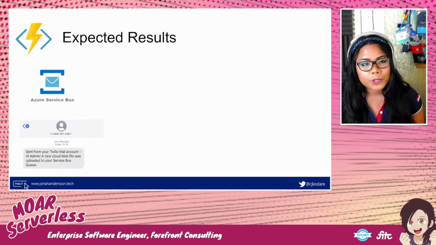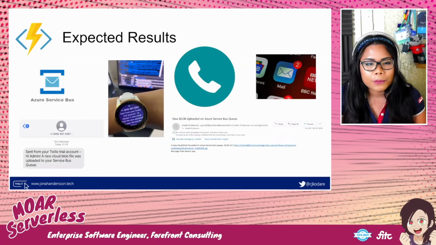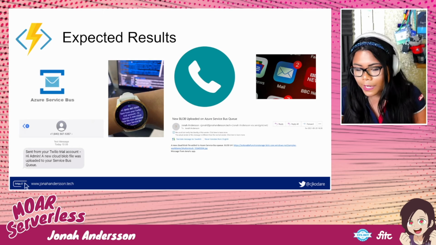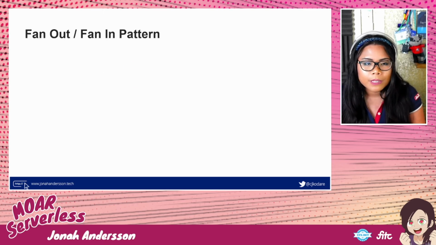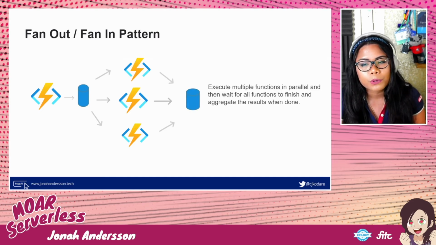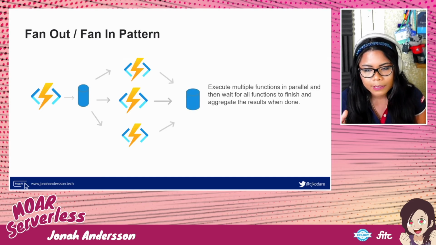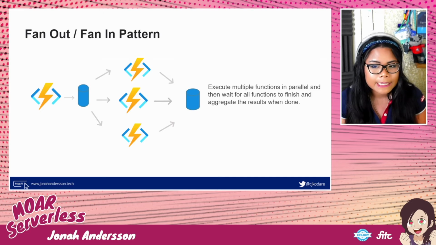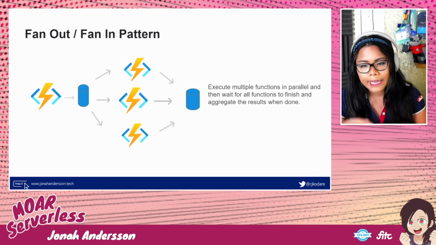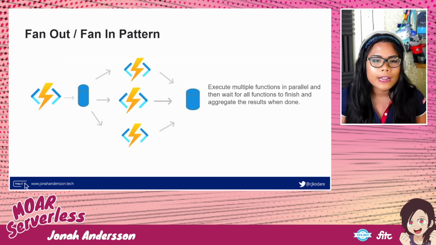So the expected result would be like this. I did get the message to the Service Bus queue. I got an SMS, an email, and also a call via SendGrid. And then the next pattern is the fan out, fan in pattern, which is used to execute multiple functions or tasks in parallel, and then you wait for the results and aggregate them when it's done.